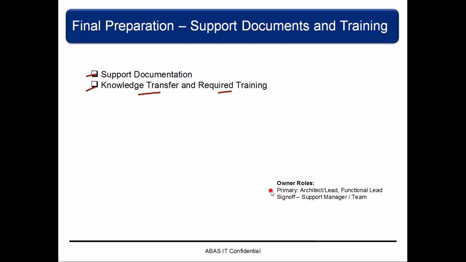And the roles, primary is architect lead and functional lead. A sign off is a support manager, because this is where we're going to transfer the knowledge to. So we have the project team here, right? We have the support, and we have the client user, right? And this transition will happen to this guy to make sure that they can support this guy, and there has to be a direct application training to the client user as well.